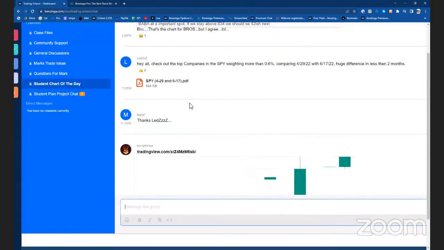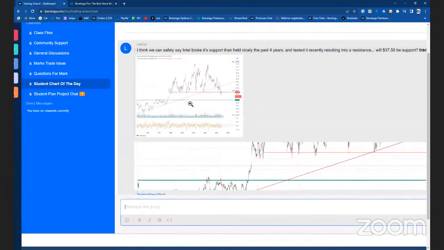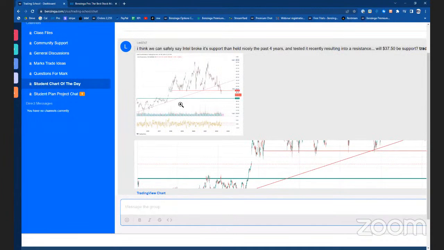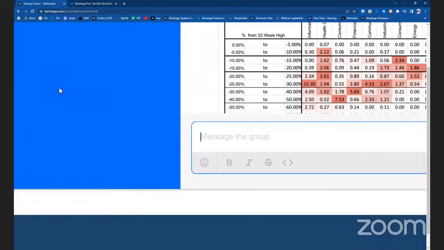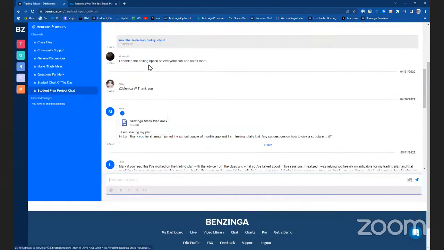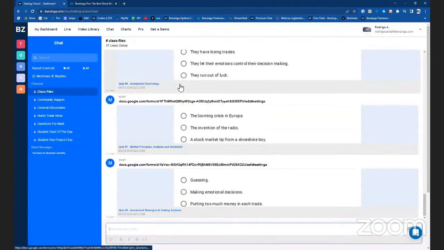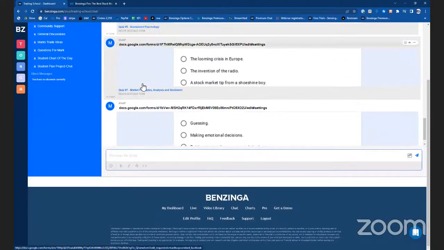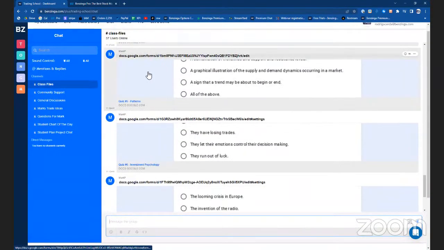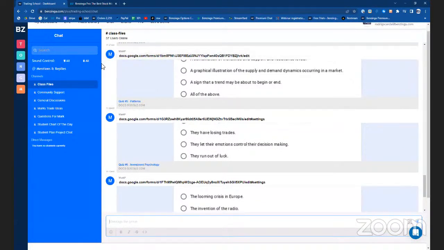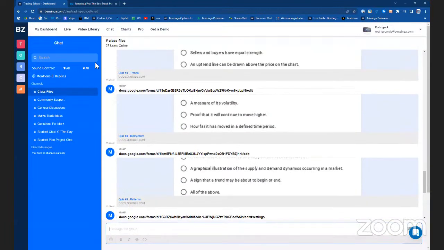Then you have the student chart of the day. Students are pretty much sharing trade ideas and things like that, applying what they're learning and working together. Maybe they can help each other out. It happens pretty often. And then you have the student plan project chat, where the students develop their own trading system. It's very interesting. You should check it out. If you want quizzes, every single chapter has a quiz right here. So you can test yourself and see what areas you need improvement on. Very helpful. You don't know if you don't quiz yourself, really.